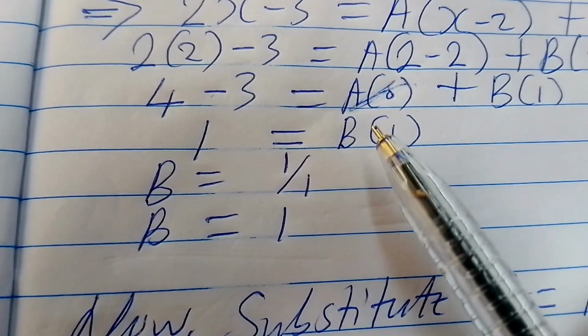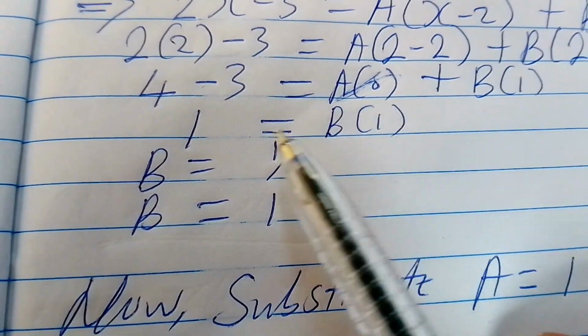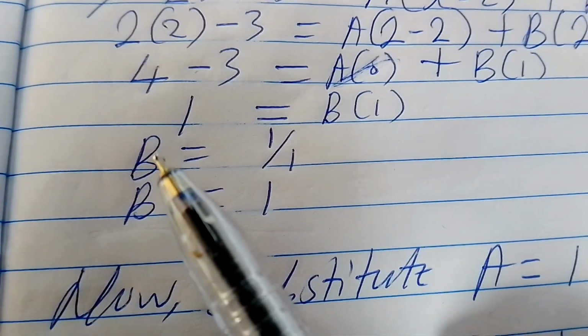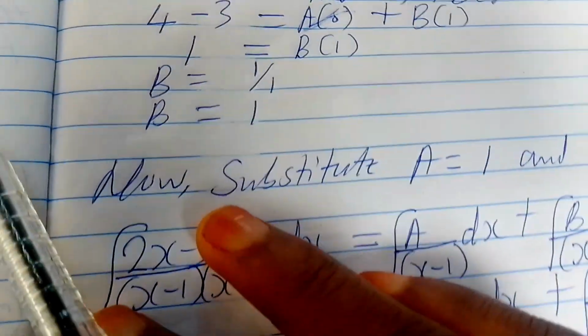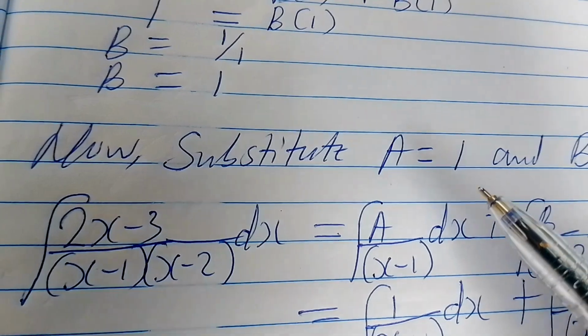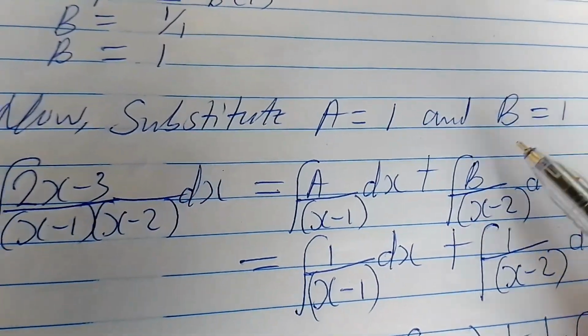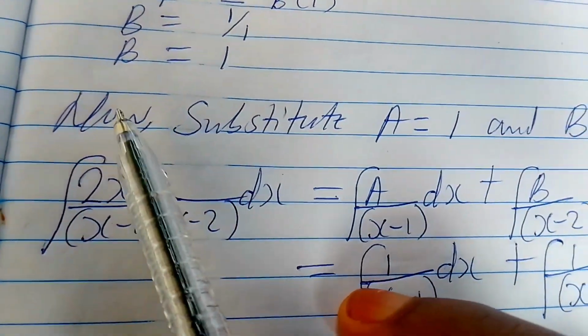Now for us to make b the subject of the formula, this one is going to divide this one. So we have b equals 1 all over 1, and our b becomes 1. Now we have the value of a as 1 and the value of b as 1, so we're going to substitute into the main expression that we have.